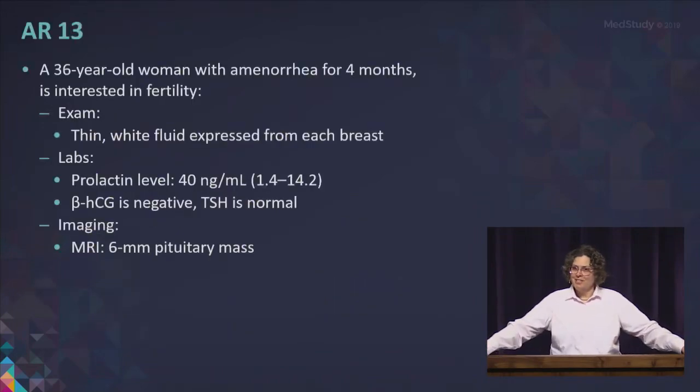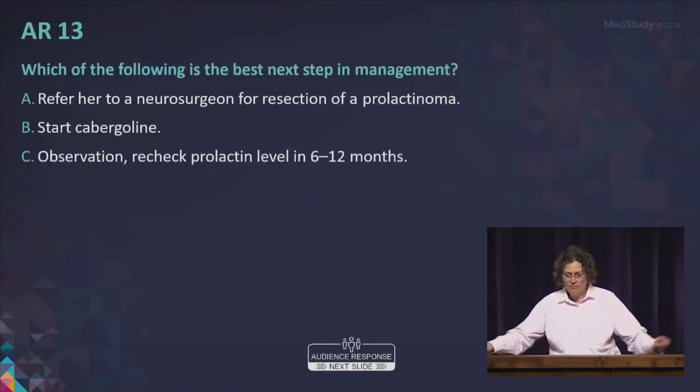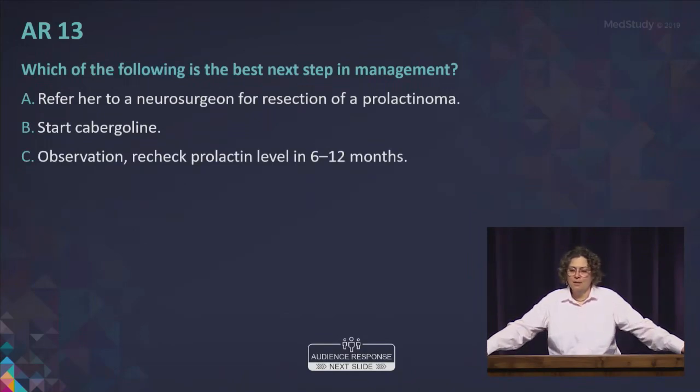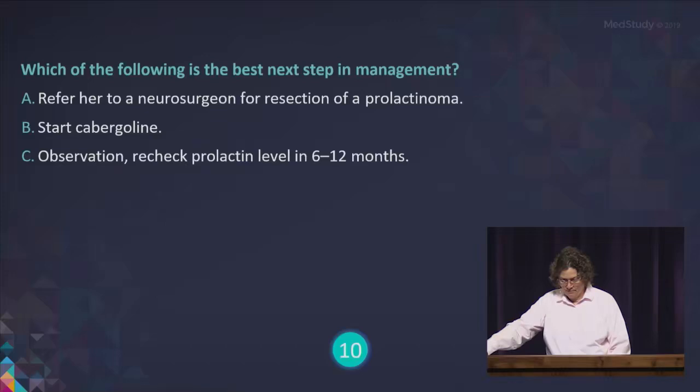So get to start off with a question again. Perfect timing. 36-year-old woman with amenorrhea for 4 months, interested in fertility. On exam, there's thin white fluid expressed from each breast. Prolactin level is 40, which is elevated. Beta HCG is negative. TSH is normal. And on imaging, you see a 6 millimeter pituitary mass. Which of the following is the next best step in management? Refer her to a neurosurgeon, start cabergoline, or observation and recheck prolactin level in 6 to 12 months.